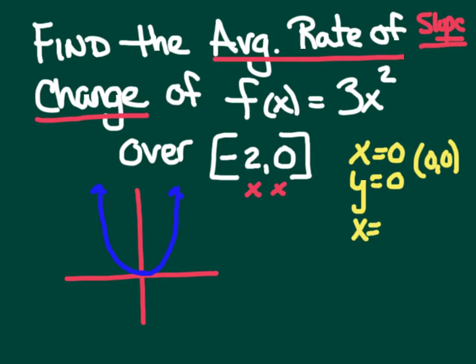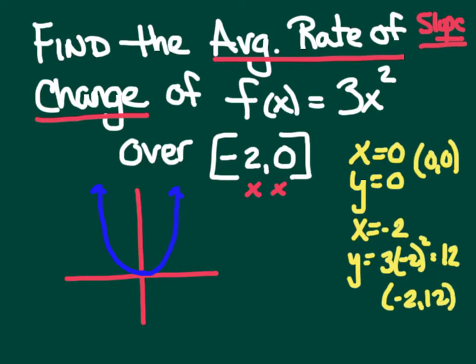And when x is negative 2, the corresponding y value is 3 times negative 2 squared. Negative 2 squared is 4 times 3 is 12. So that's the point negative 2, 12. And I'm going to plot those points. So I have 0, 0 and negative 2, 12. And again, all I'm doing is finding the slope of that secant line. That's all average rate of change is, slope of the secant line. You can at least guesstimate whether it's positive or negative right off the bat. Clearly, that's a negative slope.